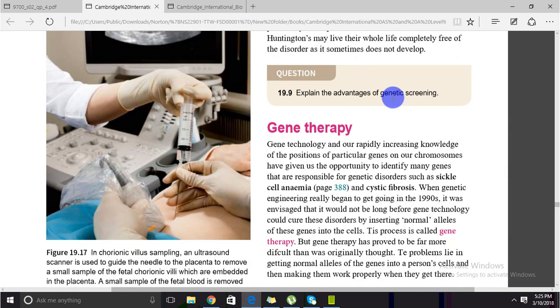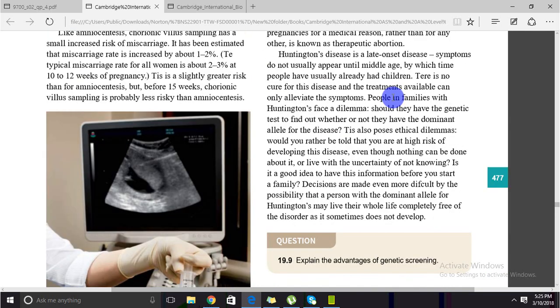So you can write this down. Amniocentesis.